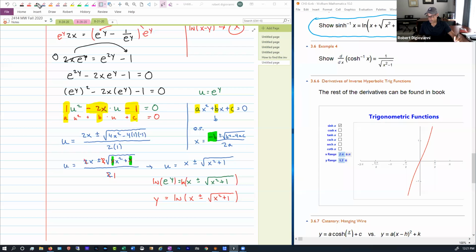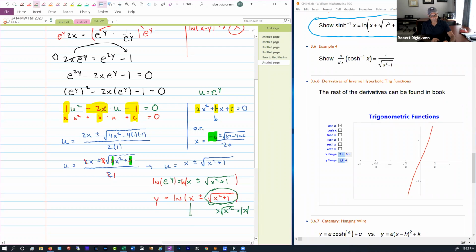Does everybody agree that you can't plug a negative into a natural log? You can't do that. It's not allowed. It's not in the domain. Now, do you all agree that x squared plus 1 is bigger than just x squared? Taking the square root, x squared plus 1 is definitely bigger than x squared. So this piece right here is bigger than the absolute value of x.